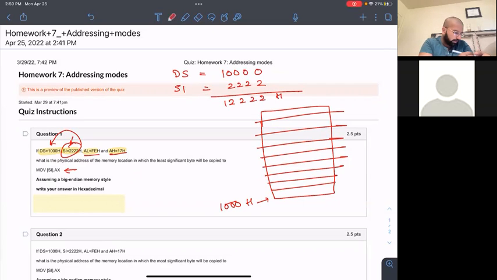I'm going to use a different color. So let's say this is that address. This means this will be 12221, this will be 12223, and so on. Right? Cool.